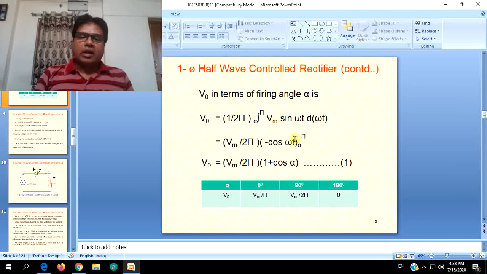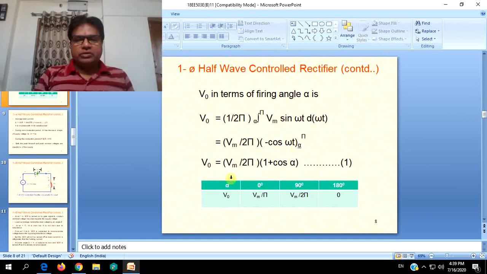When you apply the limits and simplify the expression, we will get V naught, the average load voltage, is equal to Vm by 2 pi into 1 plus cos alpha. This is the governing expression for the average load voltage, Vm by 2 pi into 1 plus cos alpha. Just substitute various values for alpha from 0 to 180. You can understand how it varies.